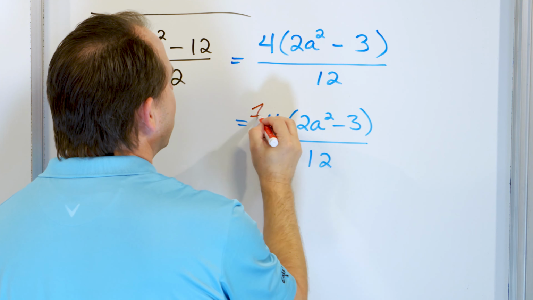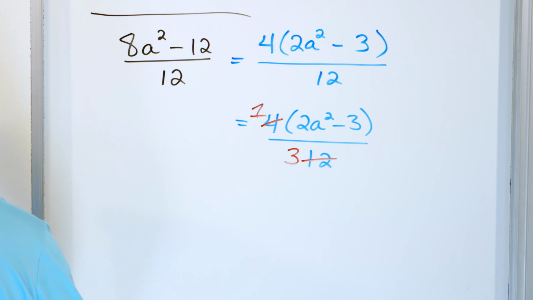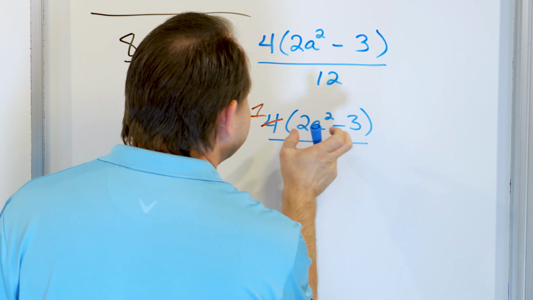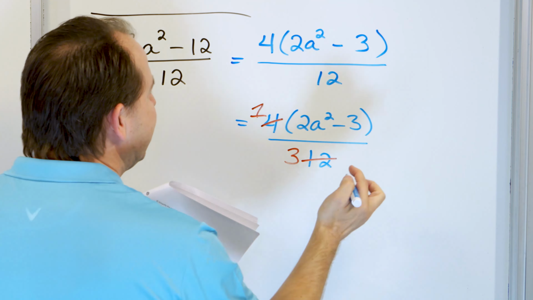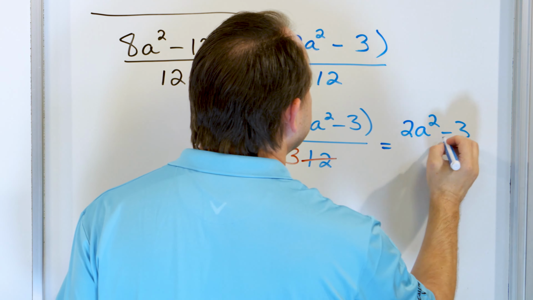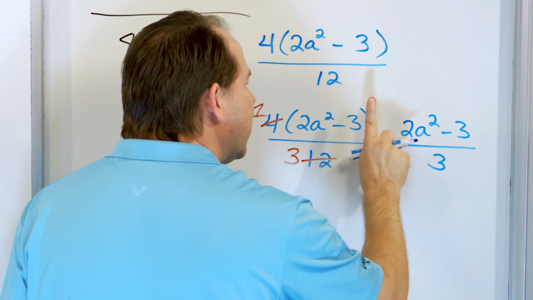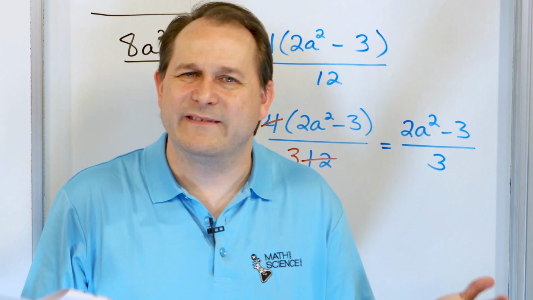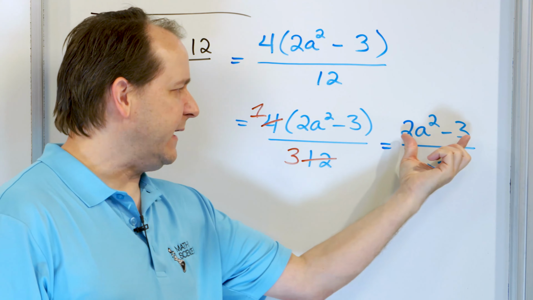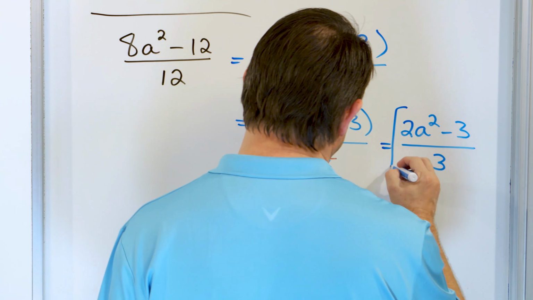4 divided by 4 is 1. 12 divided by 4 is 3. Now in the top, technically you have 1 times this parentheses, but that's not going to change anything. In the top, all you really have left is 2a squared minus 3. And on the bottom, you have the 3. Again, really you have this times 1, but anything times 1 is just itself. So I can just drop the times 1 and I can leave it like this. So 2a squared minus 3, all divided by 3.